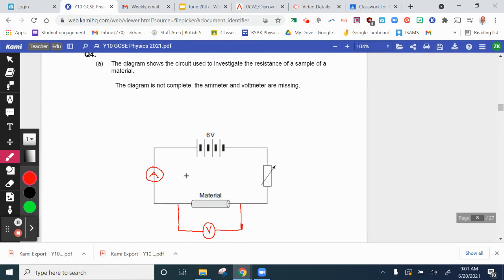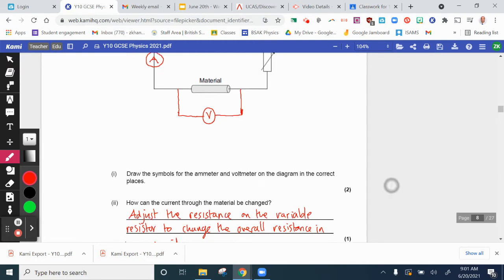The ammeter is connected in series around this circuit because it's a series circuit. So the ammeter position could be here where I've labeled it. It could be here, it could be here, here, or even here. So any point in the circuit, the ammeter is connected in series. So that's your second mark.